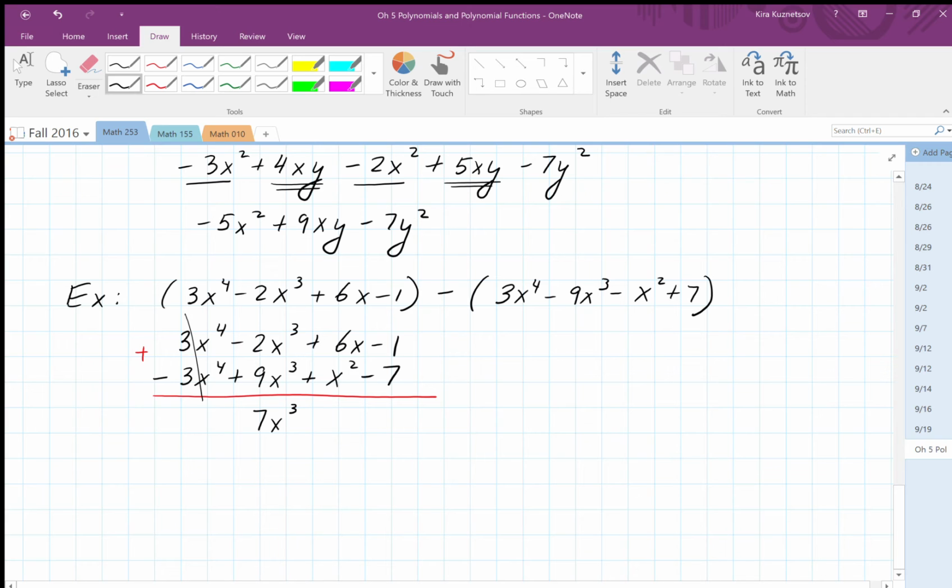Now this is a 6x and this is an x squared, so this doesn't exactly match. So you have both of these, a positive x squared and a positive 6x. And then you have your negative 1 minus 7, which is a negative 8. And there's your answer for this particular subtraction problem.